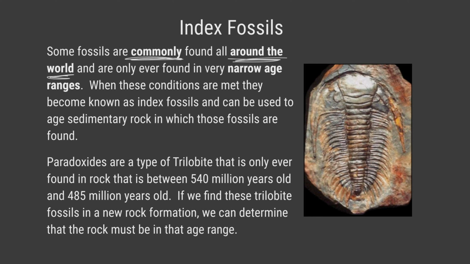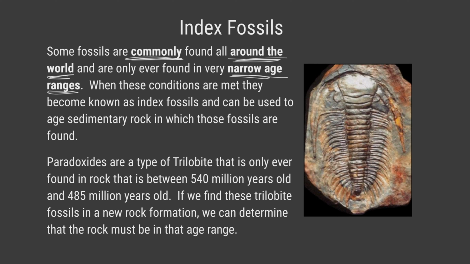And last, and the most important thing, they have to have only ever been found in a very narrow age range. So if we find a fossil all around the world, we find it all the time, and every single time that we find it, and we can find layers of volcanic rock above and below so that we can date how old it is, they always come to the same narrow age band. Then we call this an index fossil because it can be used to date the rock that it's found in.